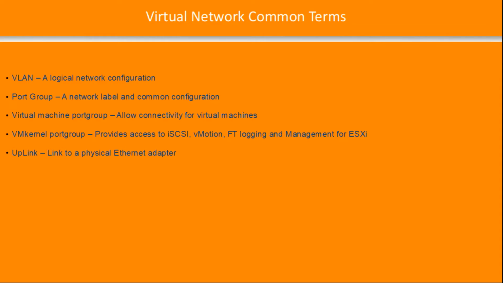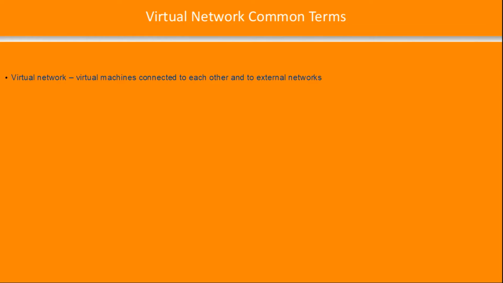In the virtual networks, we also define an uplink, which is a link to a physical Ethernet adapter linking the virtual environment to the external or enterprise network using physical network interface cards. A virtual network is defined as virtual machines connected to each other and to external networks.